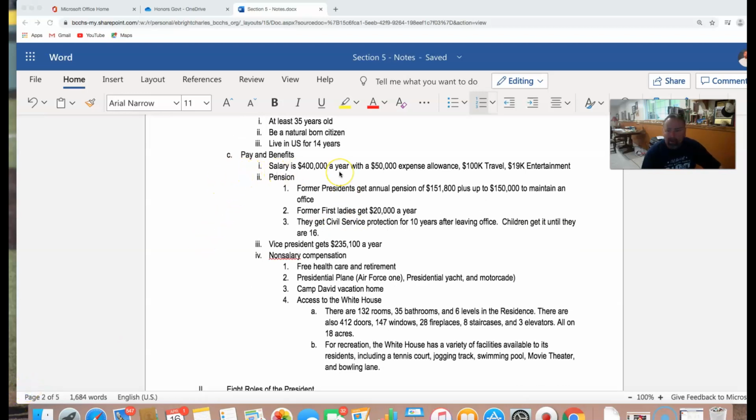So the president makes $400,000 a year. Okay, that's not per term, that's $400,000 a year. If you look it up, our current president, obviously, who's very wealthy, has been donating his salary. I think he's been kind of breaking it up into quarterly chunks, maybe, to different causes. He gets a $50,000 expense allowance.